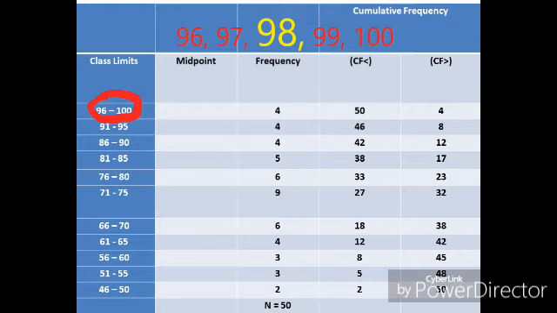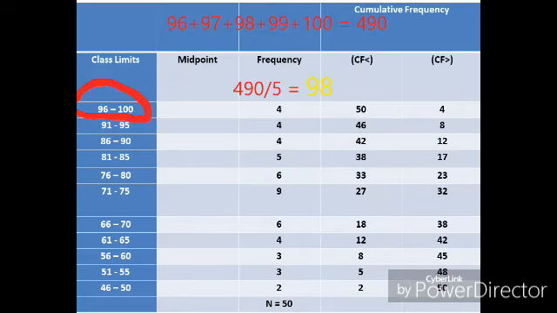In our first class, 96 to 100, we have 96, 97, 98, 99, and 100. Our midpoint is 98 because it is the middle of the data. We can also determine the midpoint by adding the 5 values, 96 plus 97 plus 98 plus 99 plus 100 equals 490. Then divide it by 5, which equals 98.